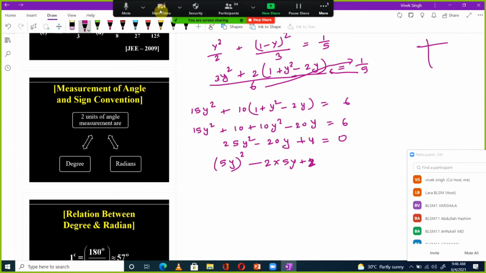Sorry, 2. 2 into 5y into 2. So 2 into 5 will be 10. 10 into 2 will be 20y. We will get like this. Plus 4. What can we write this 4? 4 will be 2 square, and this will be equal to.